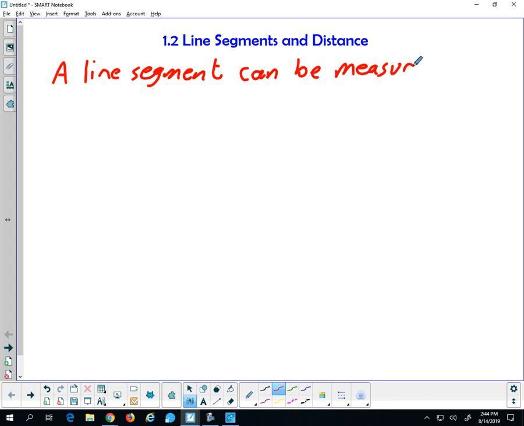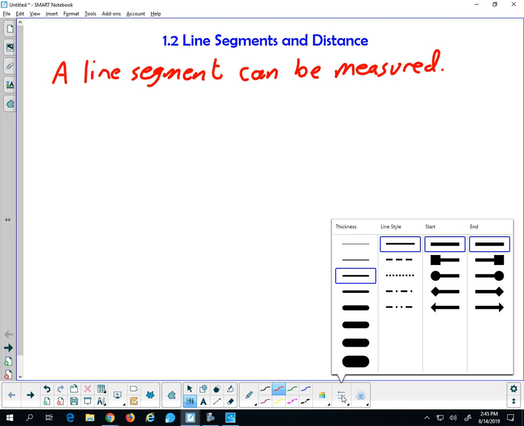All right, so it can be measured. That's different from a line. A line has no endpoints. A line goes on infinitely, so it cannot be measured. But a line segment we can measure. So in this section, we're getting into actual measurements. All right.